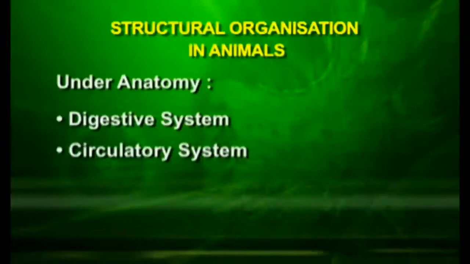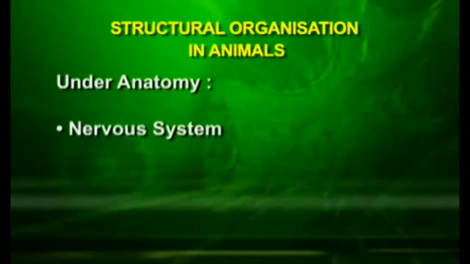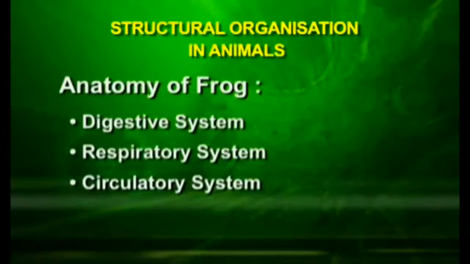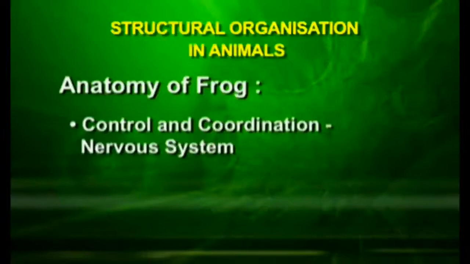Let us have a quick recap of the portion we studied in this episode. Under the anatomy, we studied about the digestive system, the circulatory system, the respiratory system, excretory system, nervous system, sense organ, reproductive system. Under frog, we studied about the morphology of frog. Under the anatomy of frog, we studied about the digestive system, respiratory system, circulatory system, excretory system, their control and coordination, that is the nervous system, sense organ, the endocrine system, and the reproductive system.